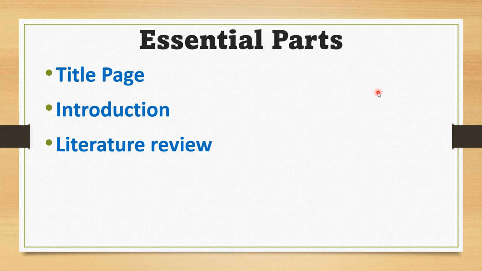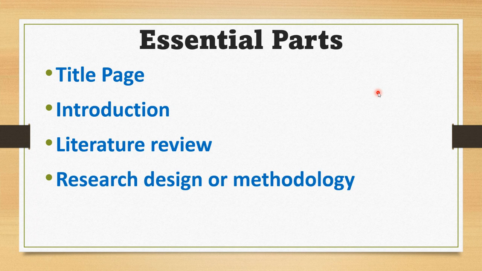And then you will write the literature review. You will take the data of previous researchers which is most relevant to your research project, and you will ponder on that data. You will extract data to relate it to your present research, and then you will tell about the research design or methodology you will be adopting during your research project, and at last you will include the reference list. So these five parts are mandatory for any research proposal.